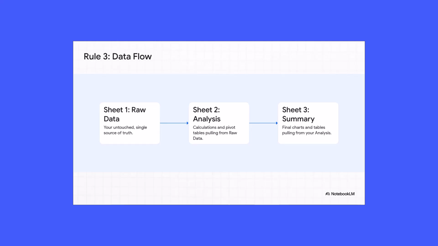You want a clear, logical flow. This 3-tab method is my absolute favorite. Tab 1 is your raw data. Don't touch it. It's your single source of truth. Tab 2 is your analysis tab. This is your workshop, all your formulas, pivot tables, everything, and it all pulls directly from the raw data. And finally, tab 3 is your summary or dashboard. This is the pretty stuff, the charts, the key numbers, and it pulls from your analysis tab. See that flow? Raw data to analysis to summary. It's a clean, traceable story.